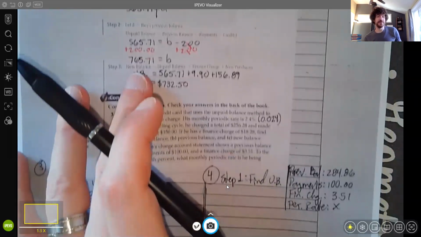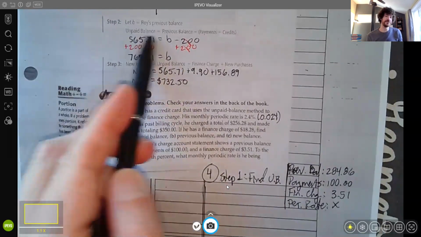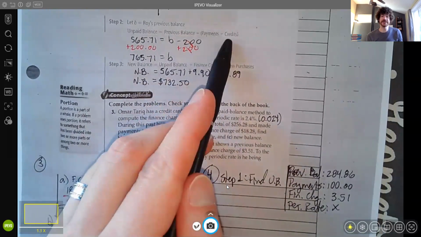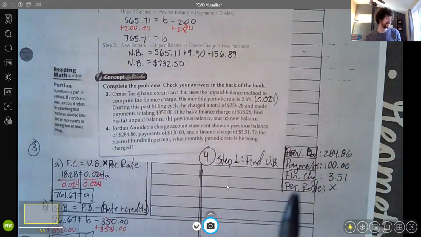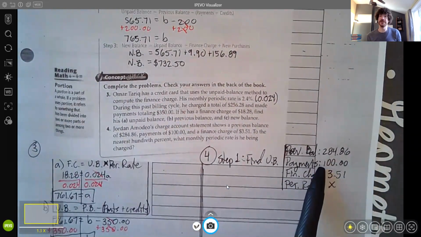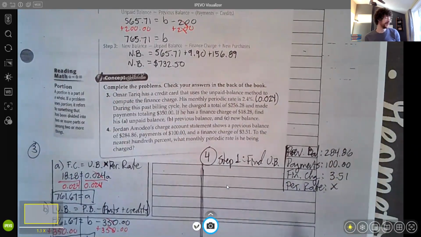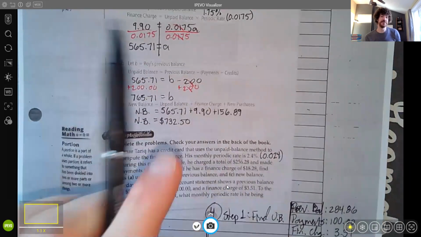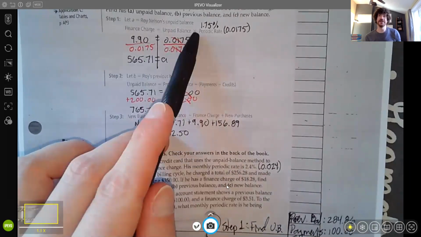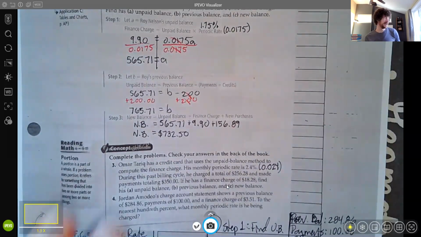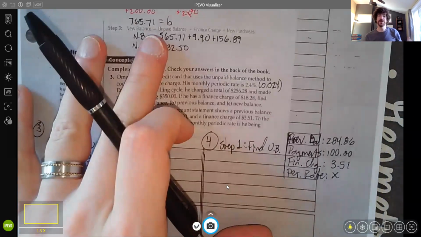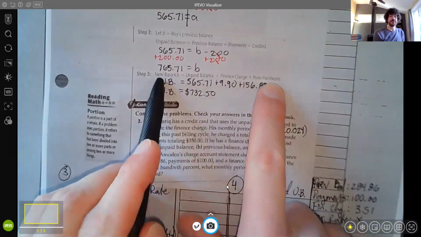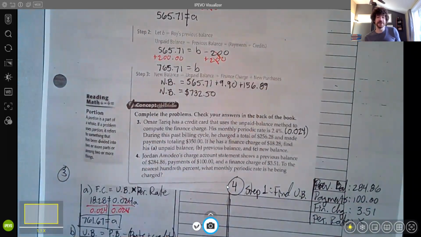So in order to get the unpaid balance, we need to use the unpaid balance formula, which says we need the previous balance minus all the payments and credits. We have both of those things. We have the previous balance and we have payments and credits right here, $100. So step one here is going to be finding the unpaid balance. Once we have that, we can then use the unpaid balance with the finance charge to find the periodic rate. So it's kind of working backwards and then piecing things together with our three formulas. So we're not actually going to have to use the new balance formula at all on this one. That one's not actually going to be necessary.